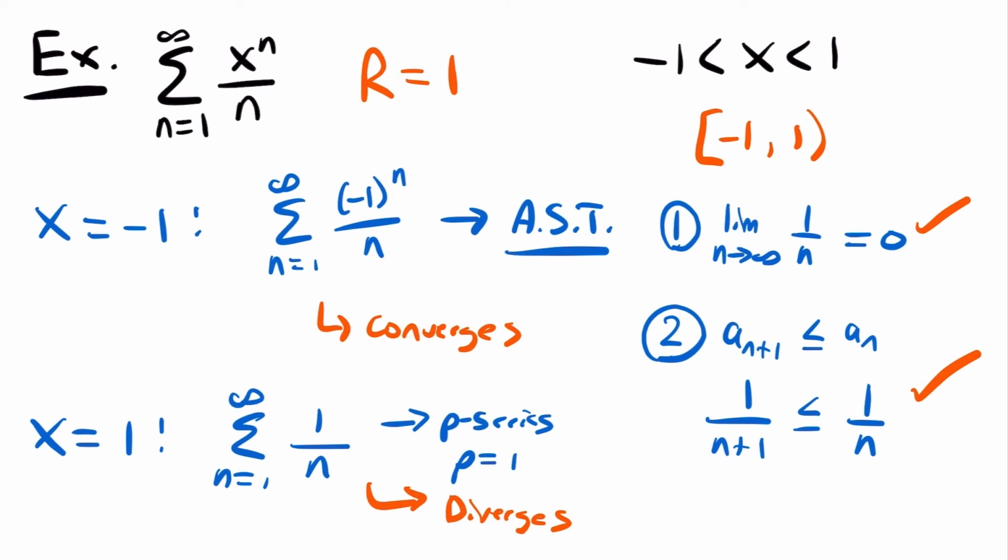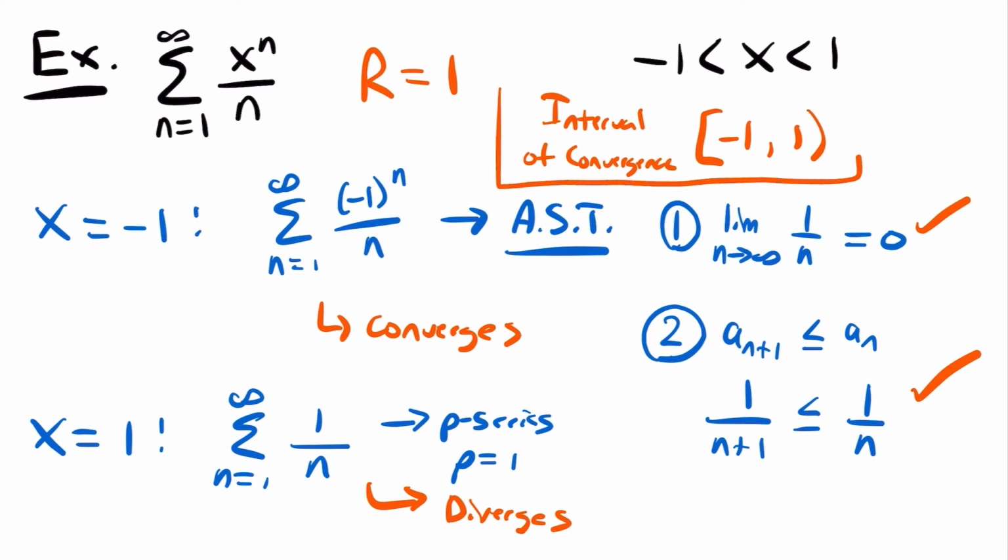All right, so when x equals 1, our power series is a divergent series, and so x equals 1 will not be included in the interval of convergence. We will leave that bracket open. All right, so our interval of convergence is from -1 to +1, including -1, but not including +1. All right, and so that is the interval of convergence.